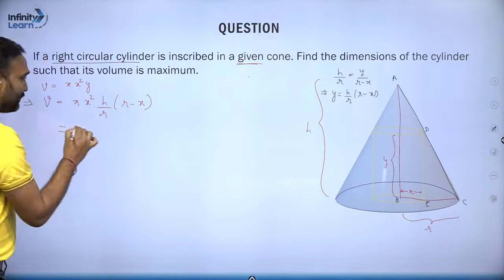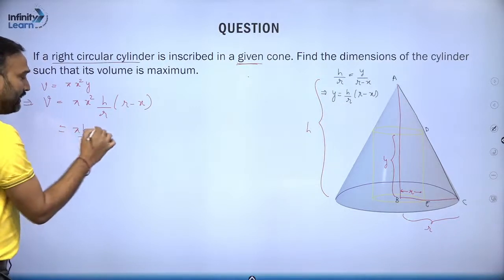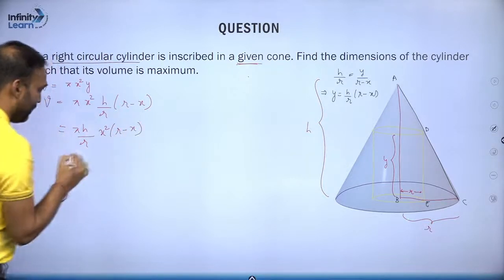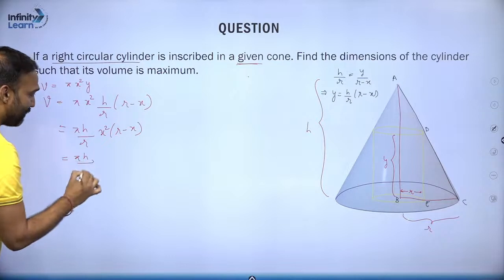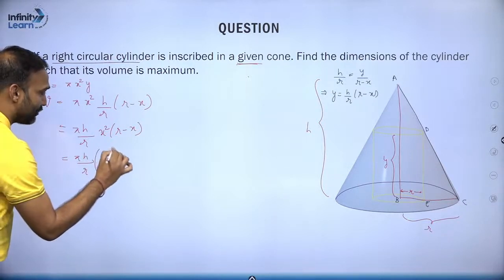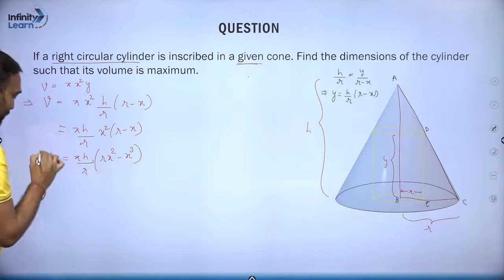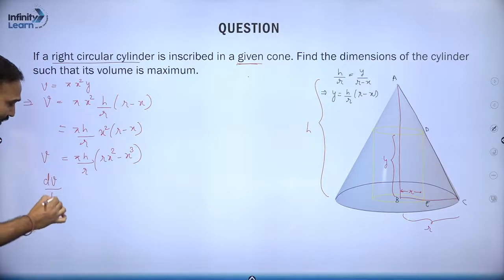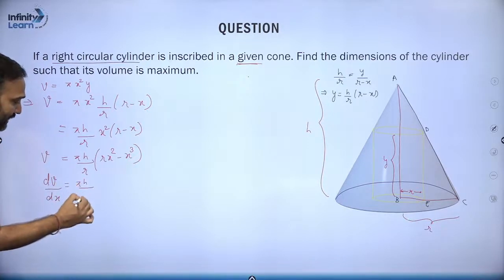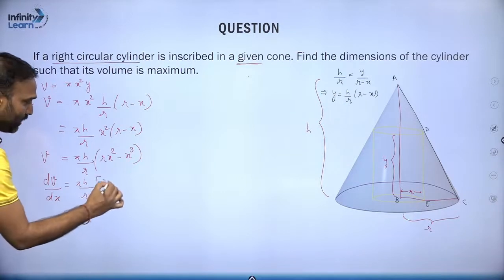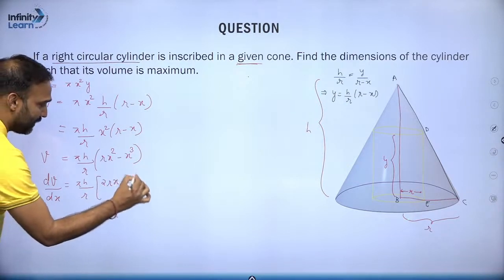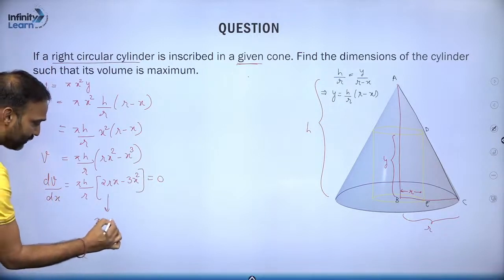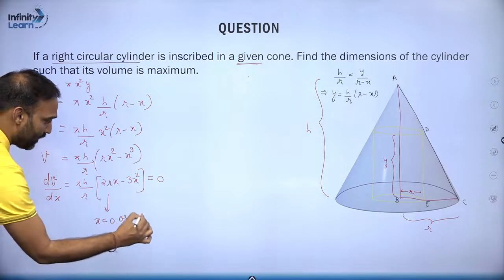So let me simplify this for you. Pi h by r, all these are constants, right? So this is x square into r minus x. Now if I multiply this, pi h by r into r x square minus x cube. Now this is the volume for the cylinder. So if I have to maximize this, we all know what to do. We have to differentiate this with respect to x. So pi h by r, this becomes 2rx minus 3x square. Now if I equate this to 0, from here I'll get x is equal to 0 or 2r by 3.